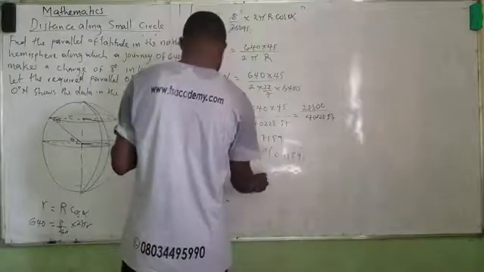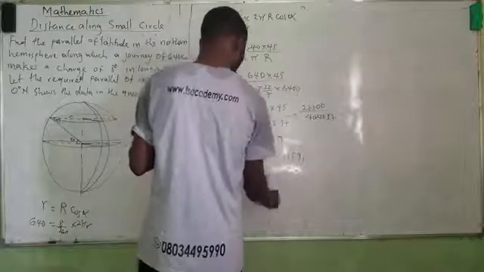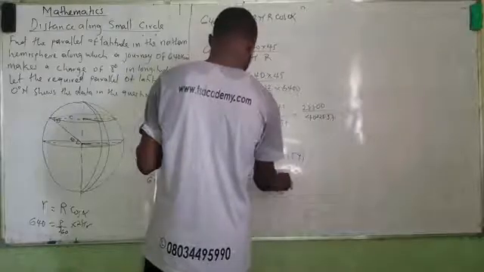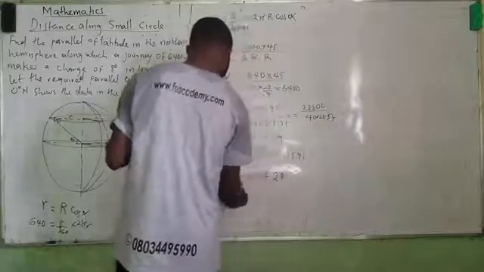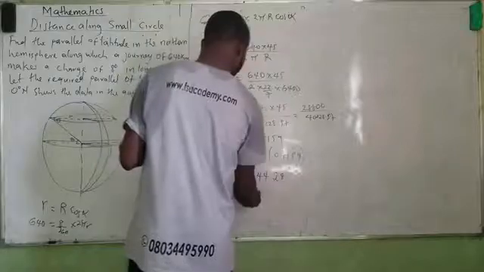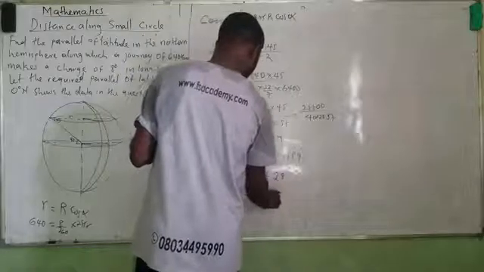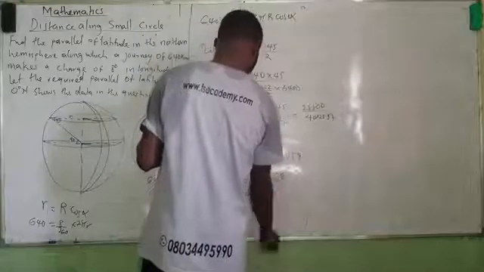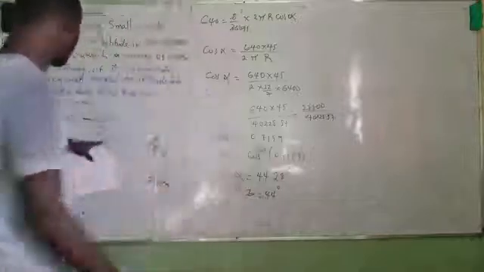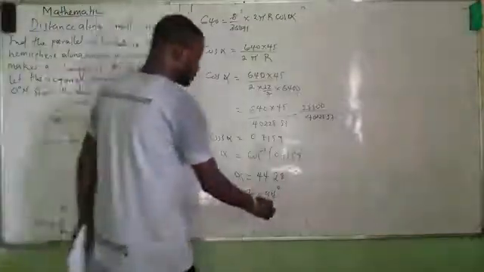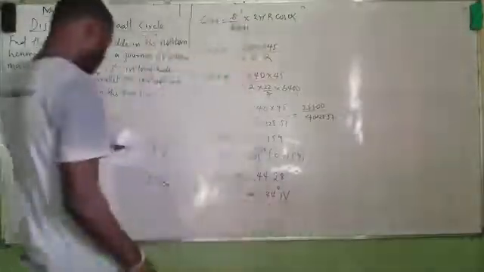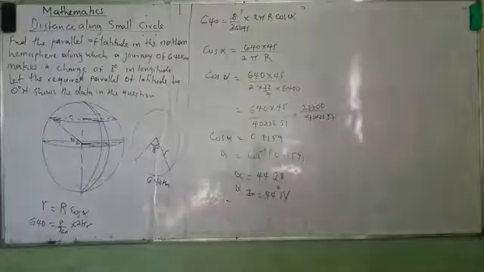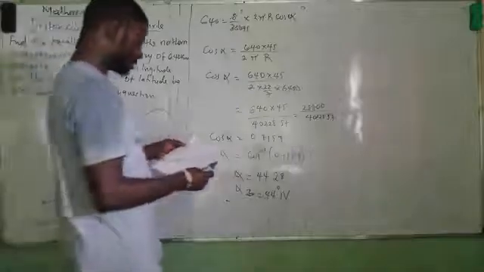This will be given as 44.28, which is approximately equals to 44 degrees. It means 44 degree north. That is the meaning, 44 degree north. I think with this, you should be fine. With this, you should be fine.